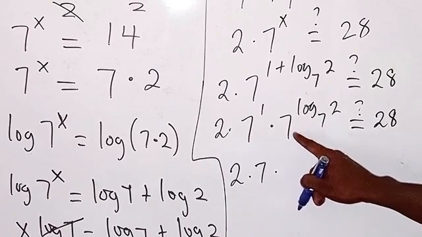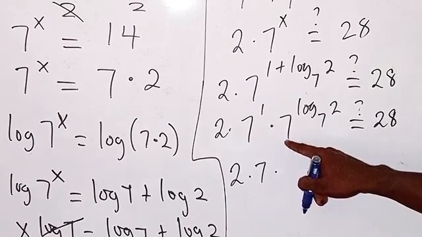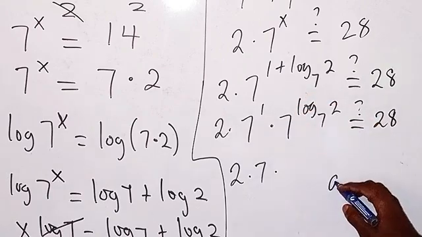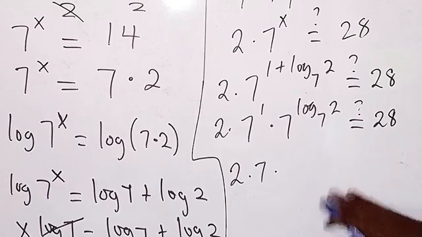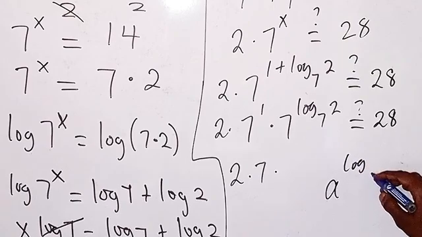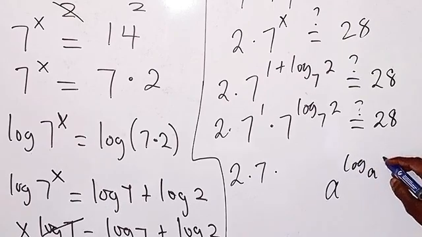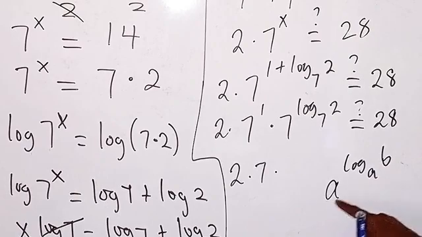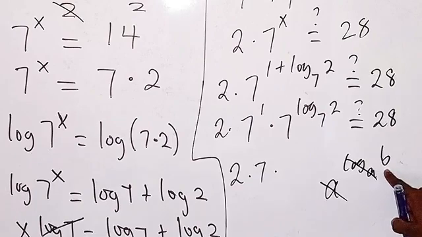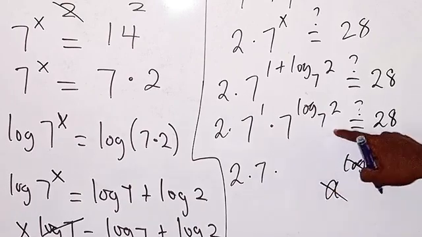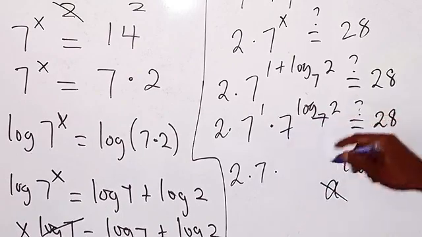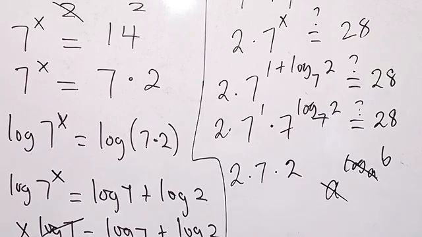Now here, whenever you see a base raised to something like this, if you have a to the power of log base a of b, you can see the bases are the same. It means this and this will be cancelled. We're going to have b. So when you look at this one here, this 7 and this 7 will be cancelled. We're going to be having 2, like this.